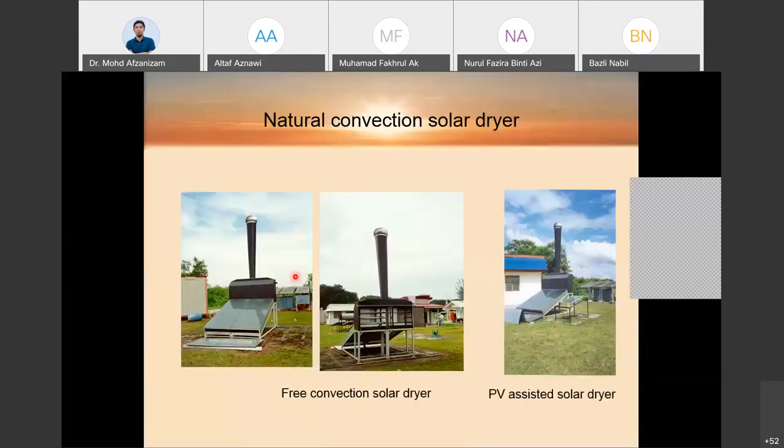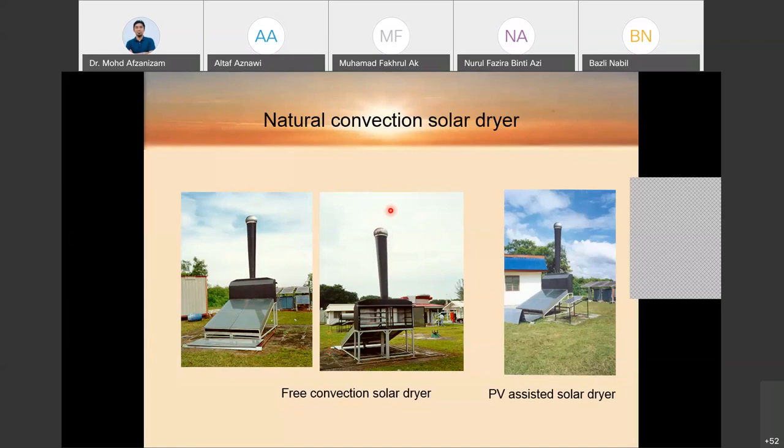So this is the natural convection dryer, which allows the air to enter underneath this kind of collector. Okay. And then this one is the circulation of the hot air throughout here. So when the flow enters underneath, then by gravity the hot air will move upward. At the same time, when it goes upward, it will try to dry all the product inside here simultaneously, and then it goes to the outside.